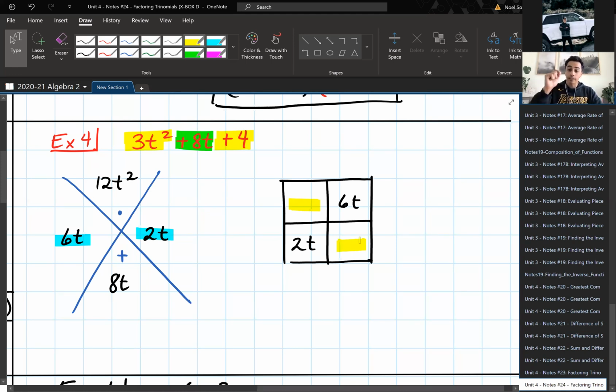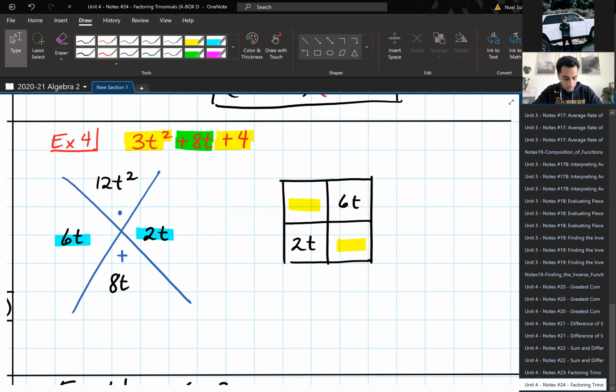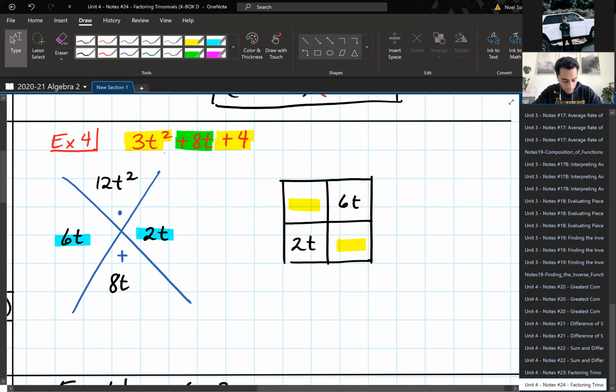What term goes on the top left box? Yeah, we're going to pull from the actual polynomial, right? We go back to the actual polynomial, and we're going to use 3t squared. Okay. And what else is going to go into the bottom right? Yeah, the 4, right? The constant. So we end up utilizing those terms a couple of times.